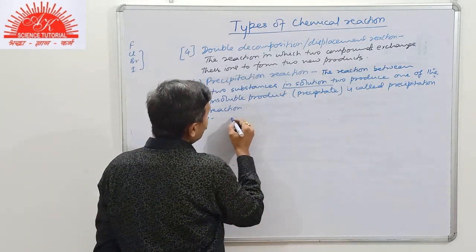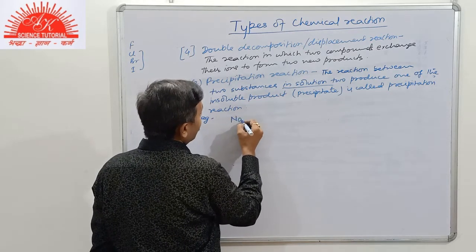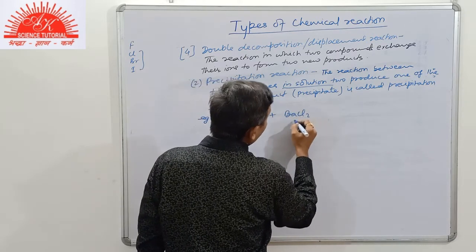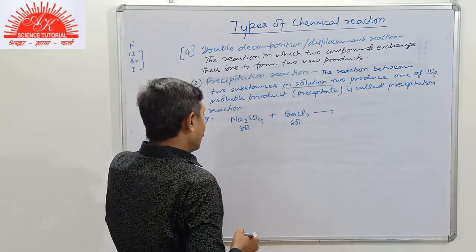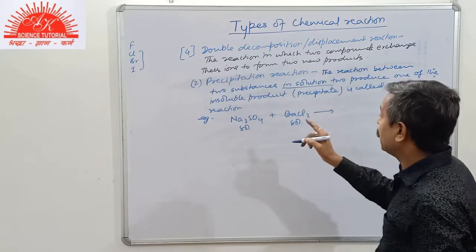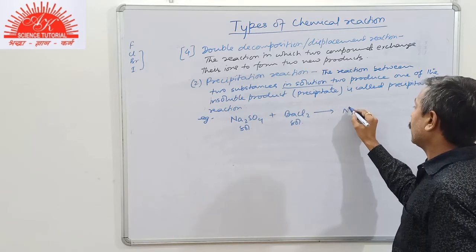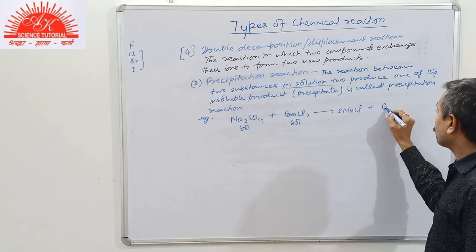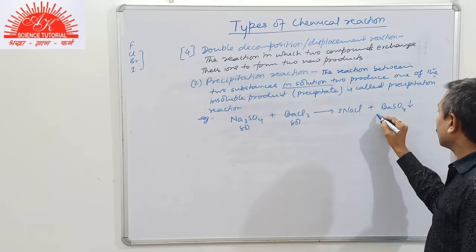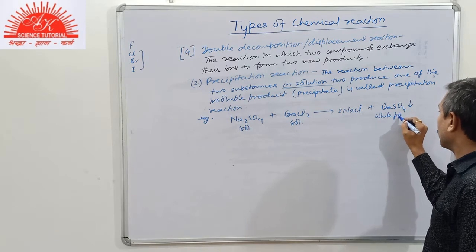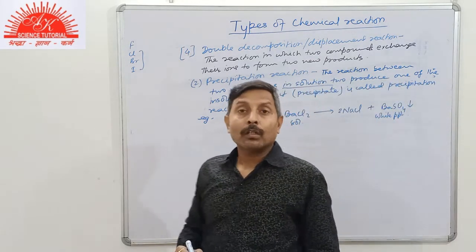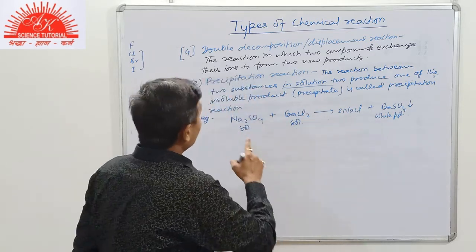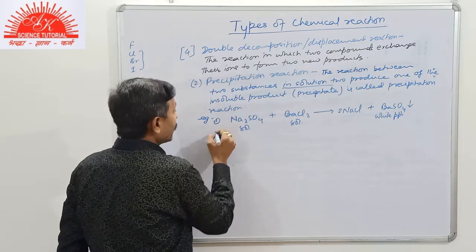Suppose we take sodium sulfate solution and barium chloride solution is added to it. Then a double decomposition reaction takes place. Ions are exchanged. Now this is NaCl. It will be in the form of solution. And the next product is BaSO4, that is a white precipitate. This is also used in practical for the test of sulfate ion. So this is the observation.